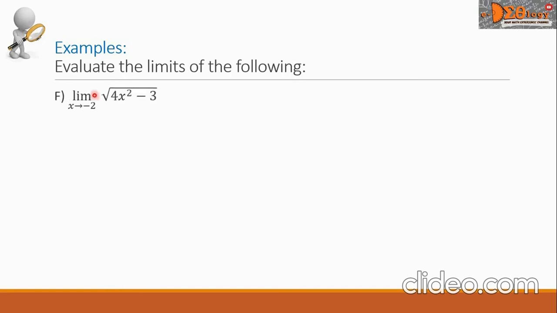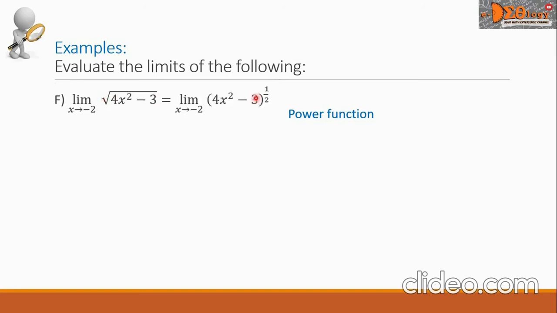Example F, the limit of the function, the square root of the quantity 4x squared minus 3 as x approaches negative 2. This is an example of a power function. As you can see, the radical here can be expressed as a fractional exponent. So we have the limit of 4x squared minus 3 and the quantity is raised to 1 over 2 as x approaches negative 2. Let us take the limit of the function 4x squared minus 3 as x approaches negative 2, and after that we will implement that exponent 1 over 2.